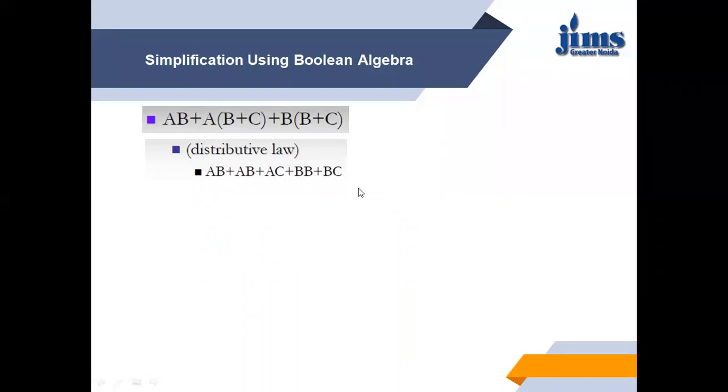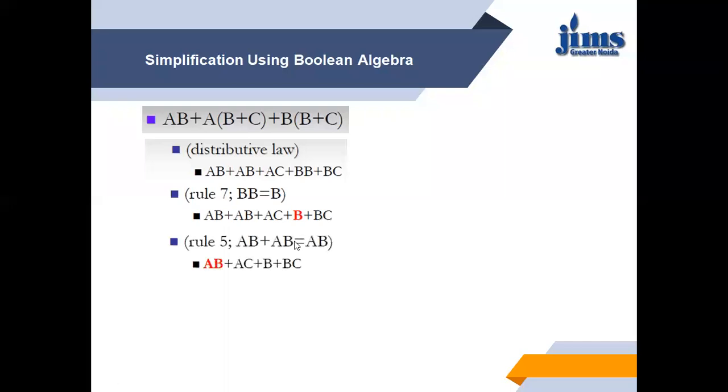Yes, sir. Okay, fine. Now in the next step, we apply the property rule 7: B and B is B, just as A and A is A. So here, BB will be replaced by B. Similarly, we have two terms, AB or AB. I can say X or X equals X. So in the next step, by rule 5, AB or AB equals AB. So this expression is minimized to AB. These two terms are combined, then AC or B or BC. Now we'll see if we can minimize this expression further.